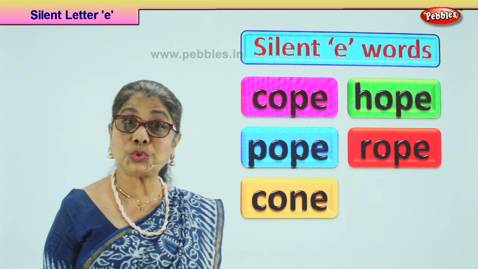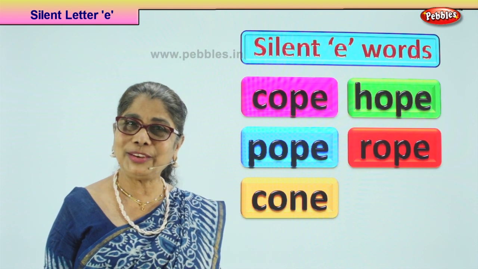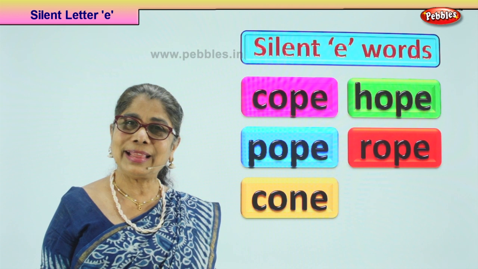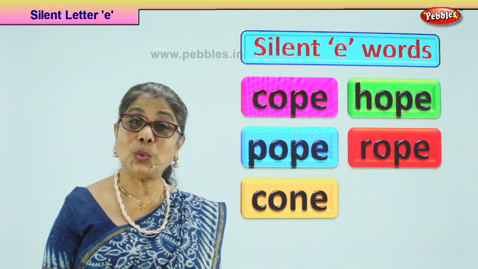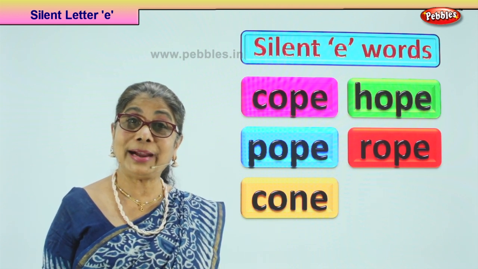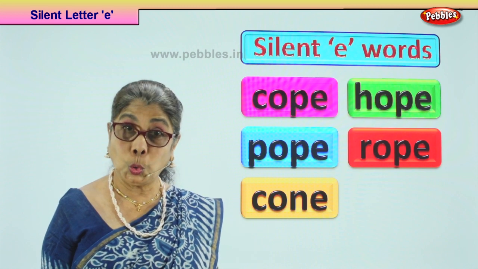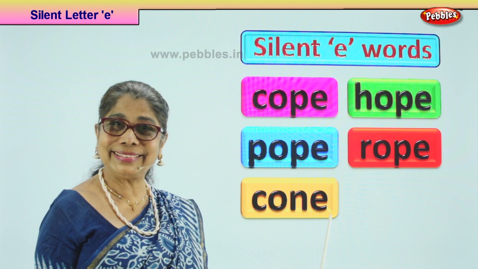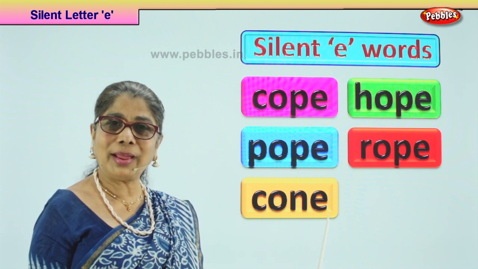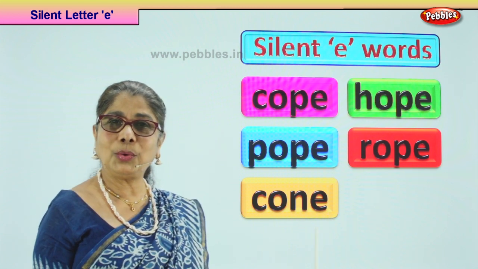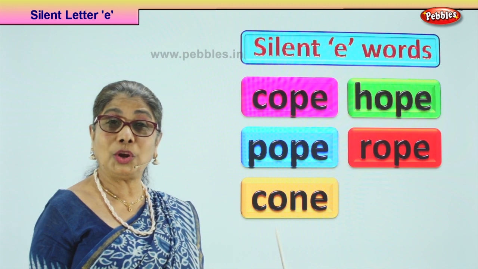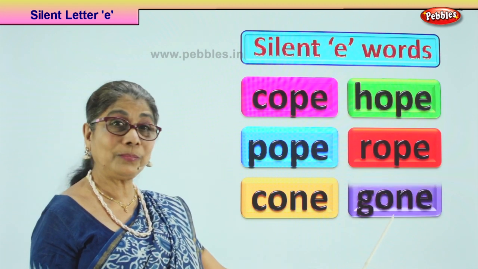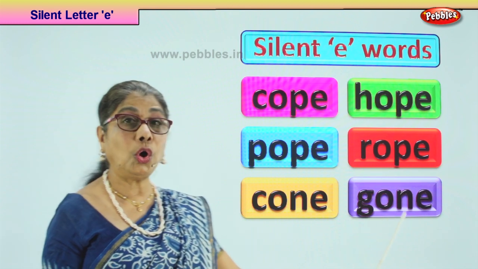Let's look at our next silent word in E, cone. What is cone? You like to eat cone ice cream? Cone shaped, and inside they fill it with whatever flavor ice cream you like. Cone. Say this word, cone. Almost like a triangle. The cone is almost like a triangle. Cone. Let's look at our next word. Alright? Gone.